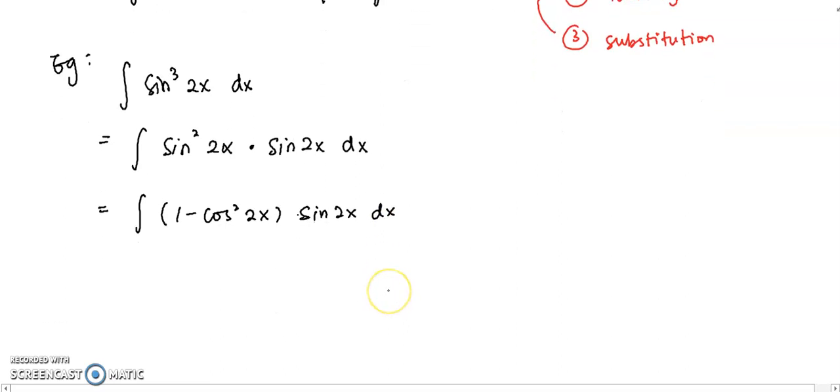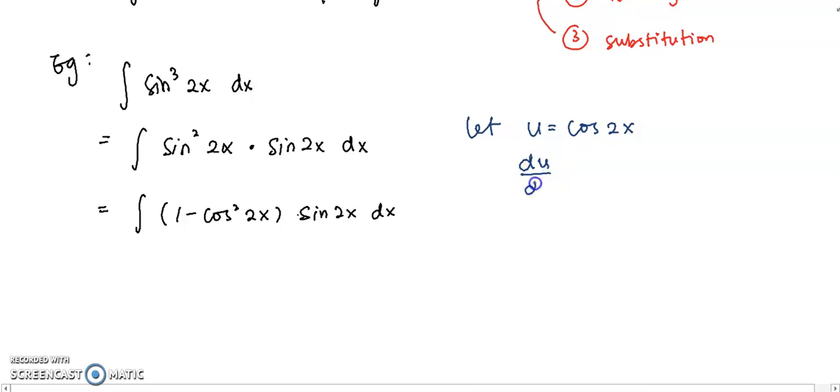After you have done this, I'm going to proceed to the third step, that is substitution. Meaning that I will use the substitution method. I will integrate this function by using substitution. So to use substitution, I will let u equal to cos 2x, so that when you differentiate, you get in terms of sine 2x. Then the sine 2x here can be substituted in terms of du.